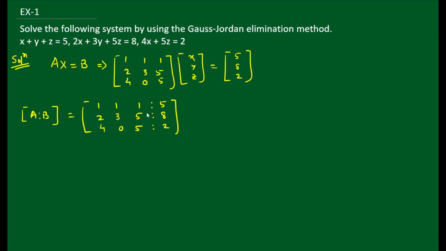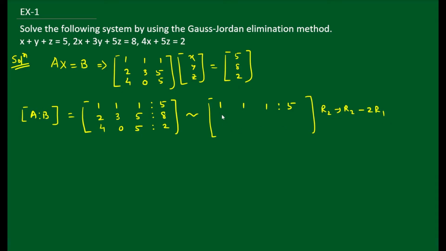In echelon form, what to do? We keep the first row fixed, and then we make these two elements 0. We first make these two 0 with the help of 1. So what will the operation be? Row 2 goes to row 2 minus 2R1.